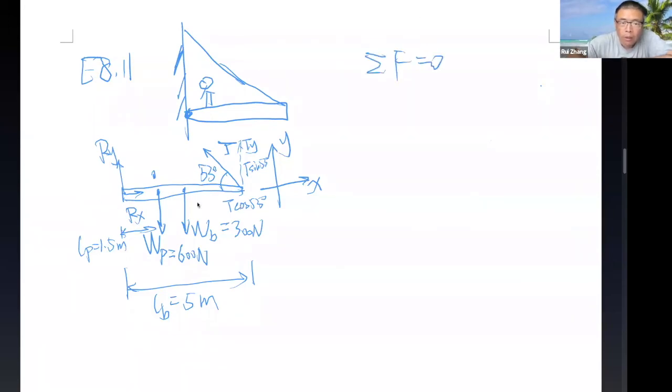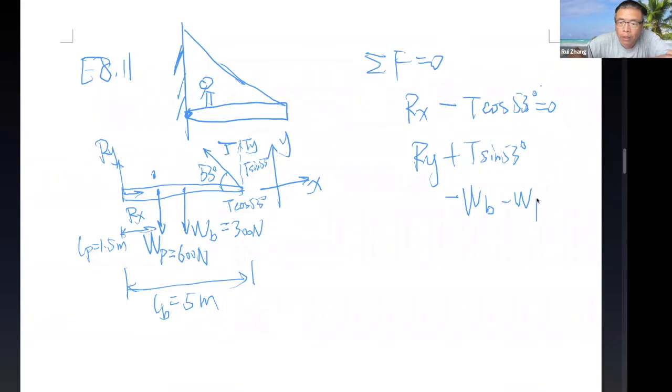Along the x direction, we have these two forces. We have Rx going in the positive direction minus T cosine 53 going in the negative direction, and that equals 0. Then along the y direction, we have more forces. We have Ry plus T sine 53, the component going vertically, and then minus the two weights, WB and WP, that equals 0.